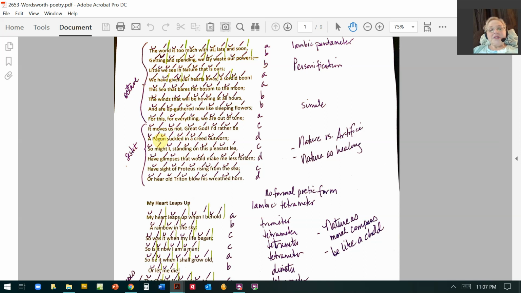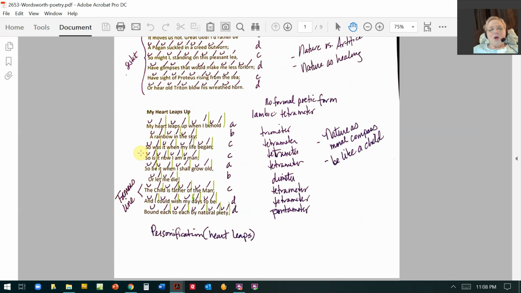We also have simile. That's a comparison using like or as. And he says, you know, that these things are upgathered like sleeping flowers, right? So again, these are the more common ways that Wordsworth uses poetic language, right? And I think you can see that the answer to this is that nature is healing, right? The next poem is My Heart Leaps Up, one of probably his more famous ones.